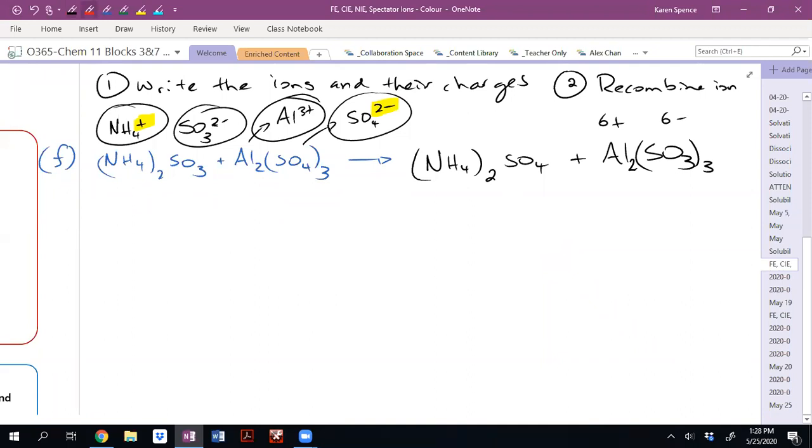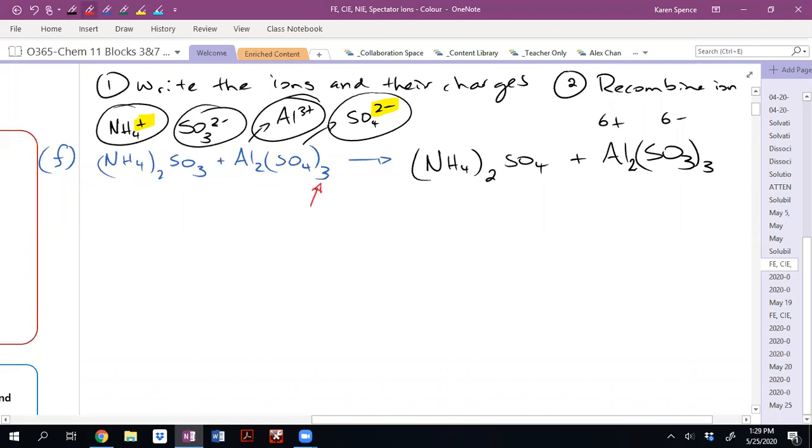You know what? Somebody gave me a tip. I was listening to one of the videos that I recommended to you guys on ionic equations, and he said, balance the things that you have the most of first. And I'm like, oh, that sounds good. And in fact, it works out quite nicely.